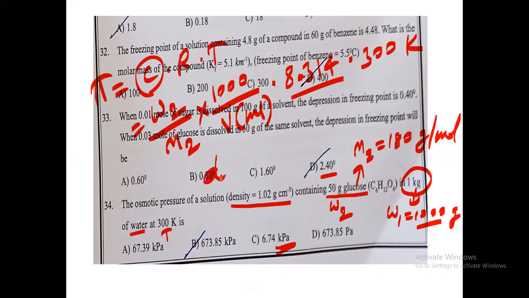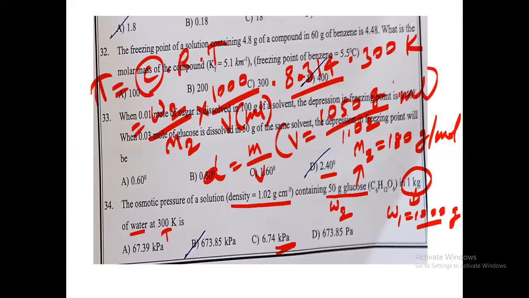Density of solution is equal to mass by volume. Mass upon volume is density. Now the density value is given to you, and mass is 50 grams plus 1000 grams. So now 1050 grams by volume. How to calculate volume? Volume is equal to mass, 1050 grams, by the density given, 1.02 gram per ml. So like this, we get volume in milliliters.